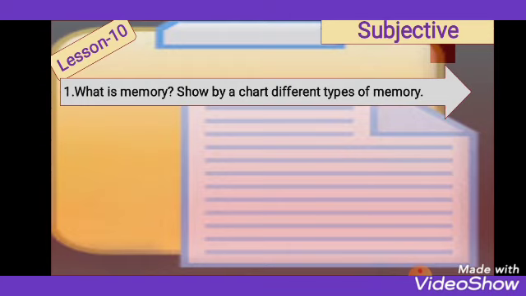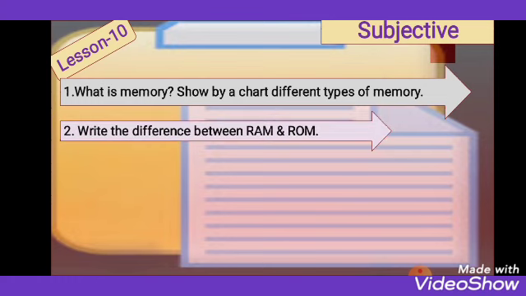My first question is, what is memory? Show by a chart different types of memory. Memory is a device where you can store information and data. It is not only a device, it's a powerful device. Show by a chart: in the previous slide I have shown you one chart, so you can draw this one.